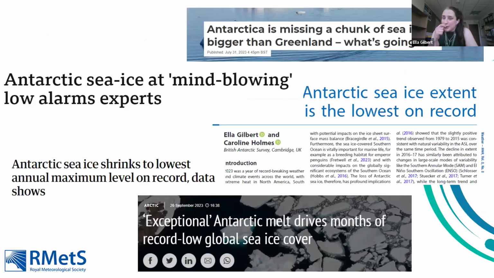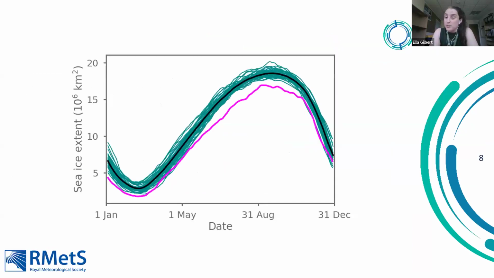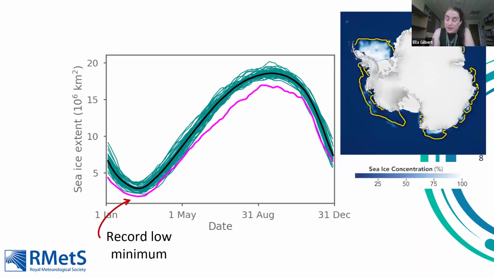And it would be remiss of me not to mention the pretty mind-blowing extremes that we saw in sea ice last year. You may have seen some of these headlines in the news, but Antarctic sea ice was pretty much off the chain last year and the year before. This plot shows the annual cycle in Antarctic sea ice. All the green years are every year apart from 2023. The black is the average and pink is 2023. And you can see that there was a record low minimum, which is also in this map here.